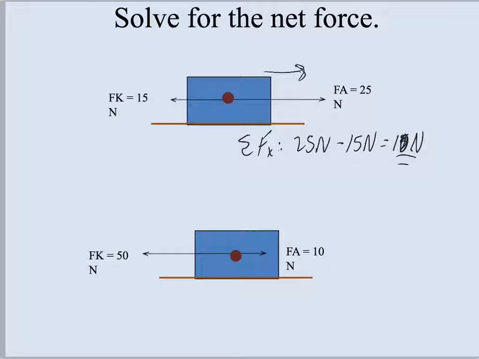But let's say there's an applied force of 10 and the friction force is 50. Well, now we have an object slowing down because we have the applied force of 10 and 50 in the other direction. Then we have a net force of negative 40, or 40 newtons to the left, and that's going to cause our object to eventually come to a stop.